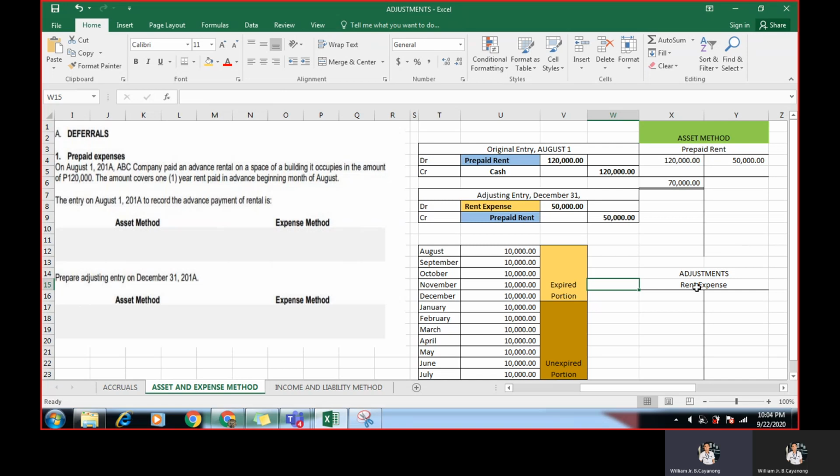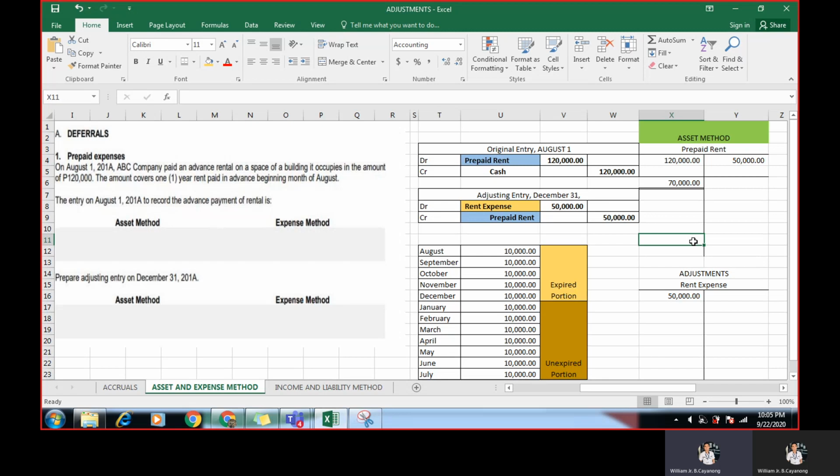So that is 7 months and that is 70,000. Okay. Now we debit an expired portion for 50,000 pesos rent expense. Saan to? Dito na schedule itong expired amount. O, di ba? Madali lang. So, when we are using asset method, recognize muna natin siya lahat asset, and at the end, i-record natin yung expired portion.